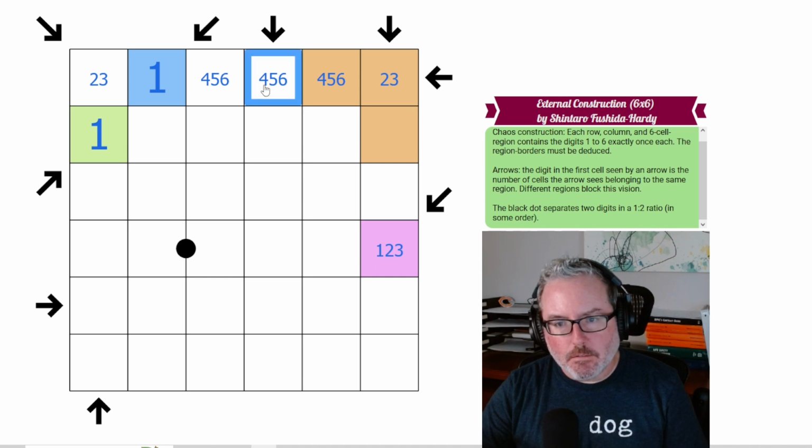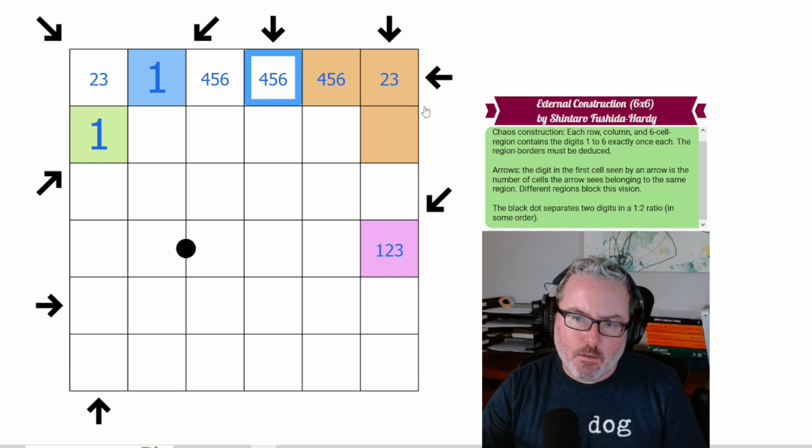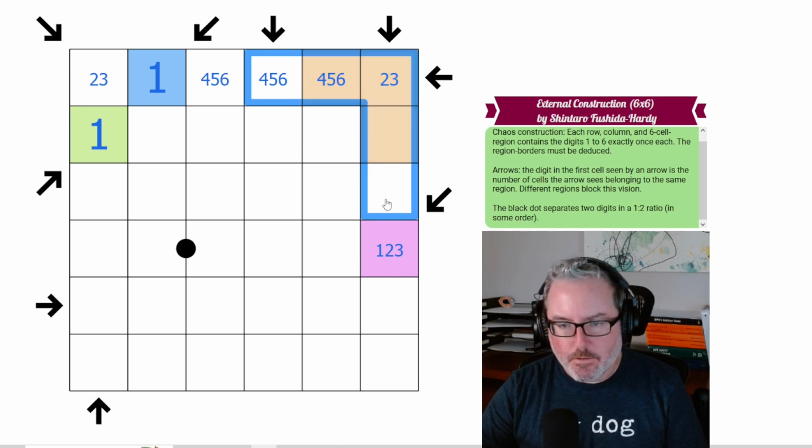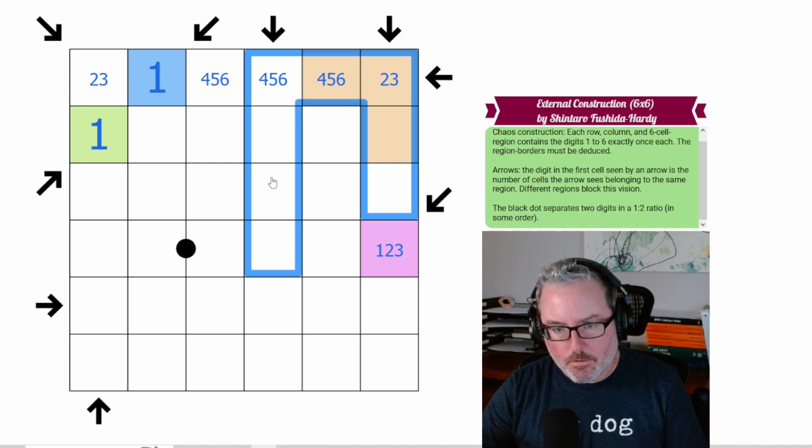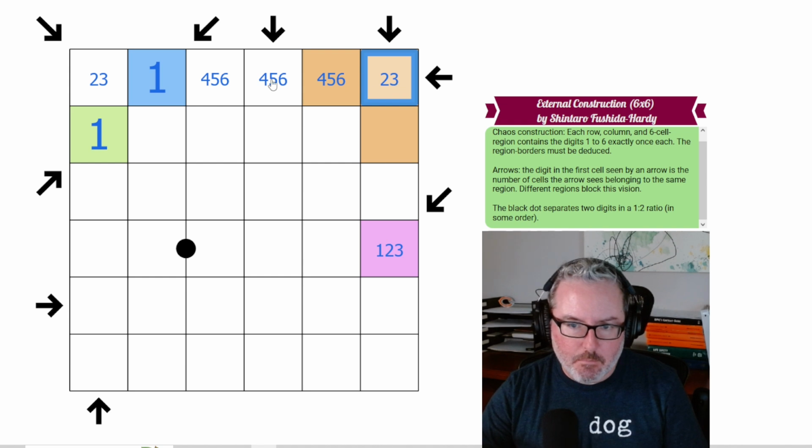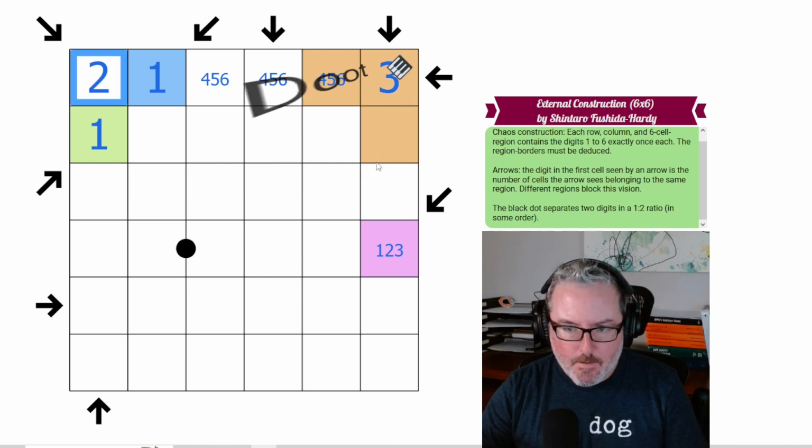Now, it can't be possible for this to be orange, can it? Because if this is orange, we know orange does this. The least this can be is 4, so it would have to do that. 1, 2, 3, 4, 5, 6, 7, 8 digits. So this has to actually just be 3, because it can't connect here. So let's put our 3 here and our 2 here. And we get a deet deet doot in the corner.